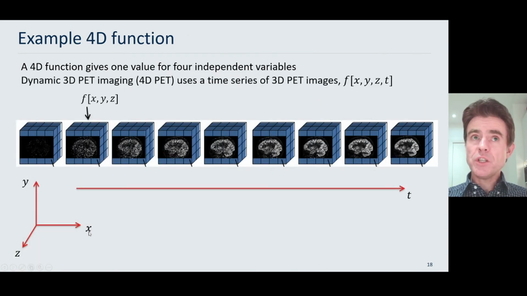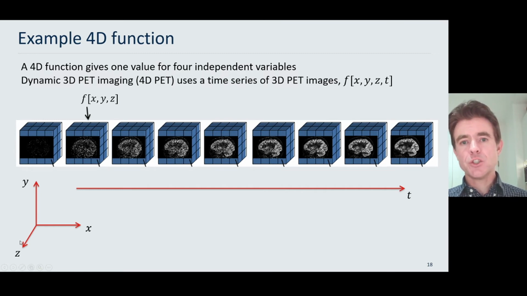Going up to 4D now, that'd be the example of dynamic 3D PET imaging, where we'd have a whole brain image. So we've got a brain image in a 3D function for each of these different time points. I'm showing at the bottom left here an XYZ coordinate system for the 3D brain image. And then I'm showing that we could have that as a function of time t.